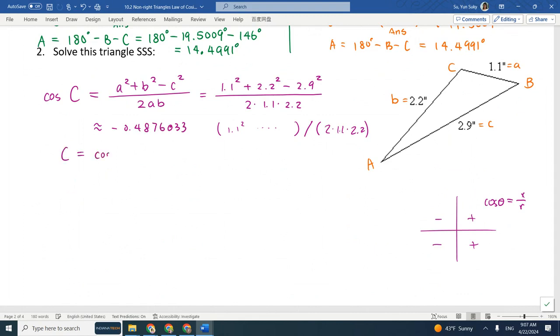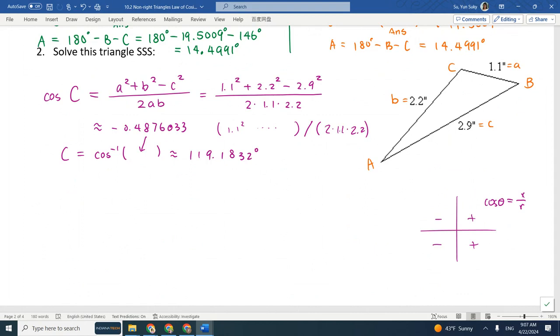Therefore, C is the inverse cosine of this number. What do you get? 119.1832. Thank you. Yes. So we get 4 decimal places. That's good. Everybody? So we use the law of cosine to find one angle. And then you keep going. You use the law of cosine again to find another angle.